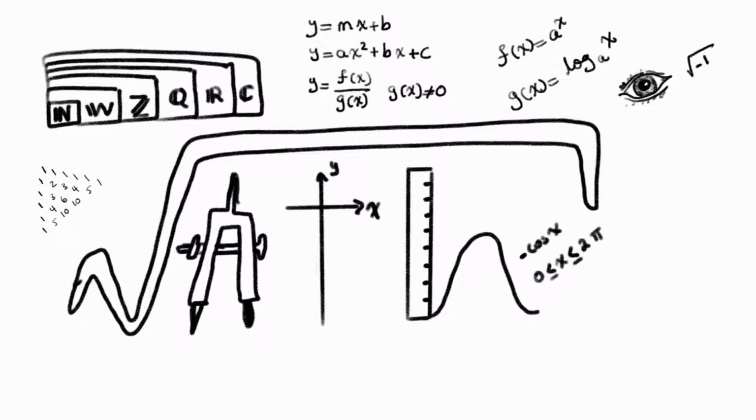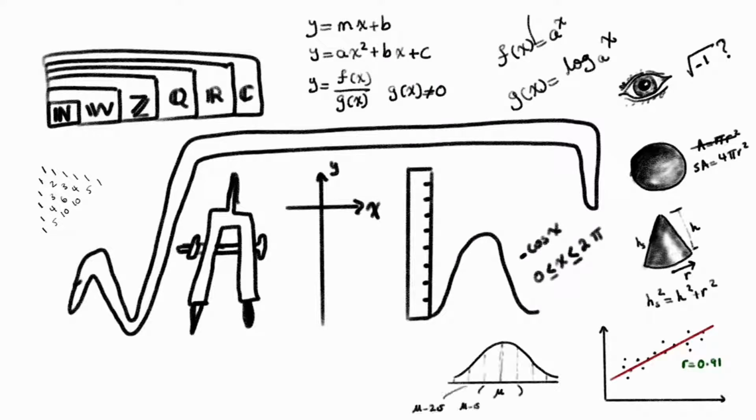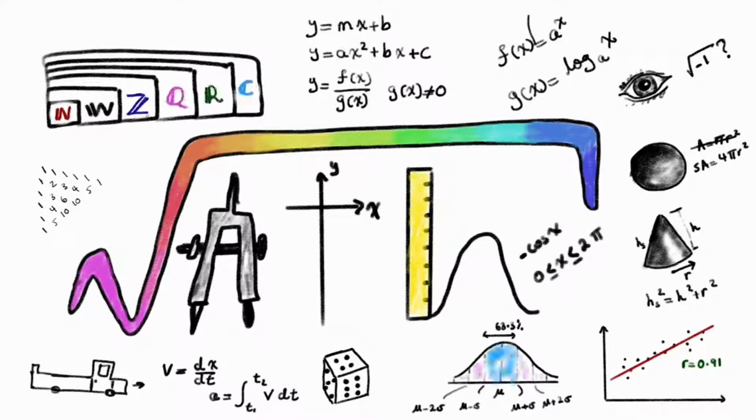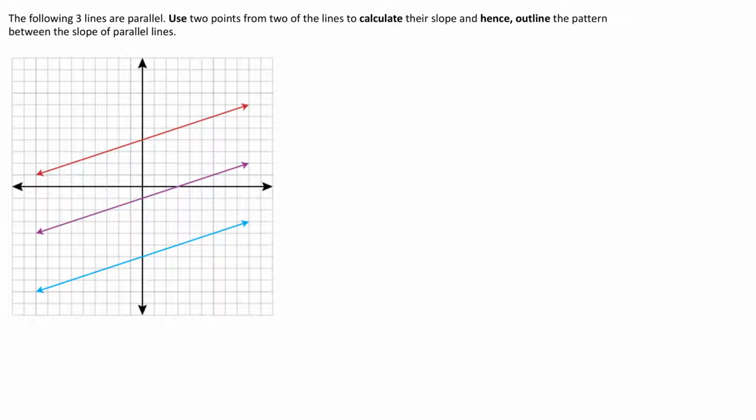The focus of this video is slope of parallel and perpendicular lines. I often get my students started with this activity, and it's in two parts. So the first part says the following three lines are parallel. Use 2 points from two of the lines to calculate their slope, hence outline the pattern between the slope of parallel lines.